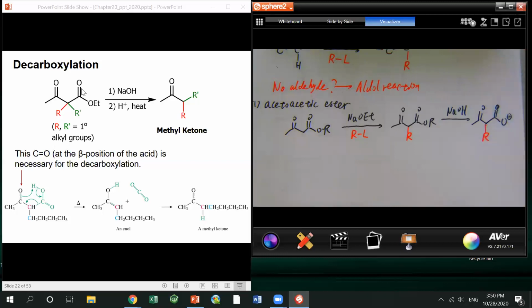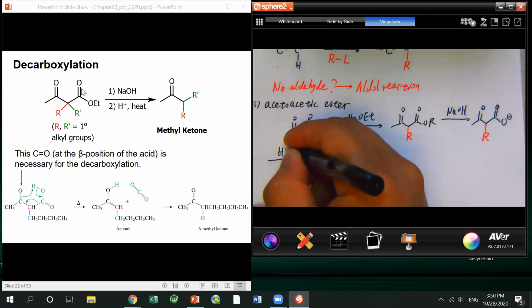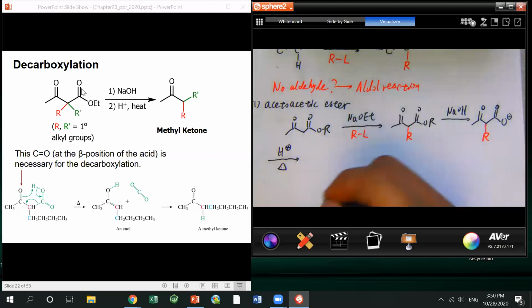Anyone remember? We just learned this in chapter 19. Type in the chat window. Ester hydrolysis under basic condition. No one remembers? Yeah, that's right, saponification. So you have to remember it. That's what we will test on Friday.